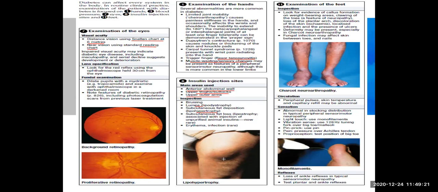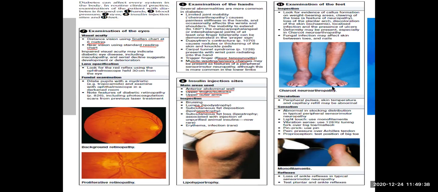lipohypertrophy here. When we examine the feet, there may be involvement of the joint, which is known as Charcot joint in case of diabetes. So this is known as Charcot neuroarthropathy. It can be asked as an MCQ question in the exam.